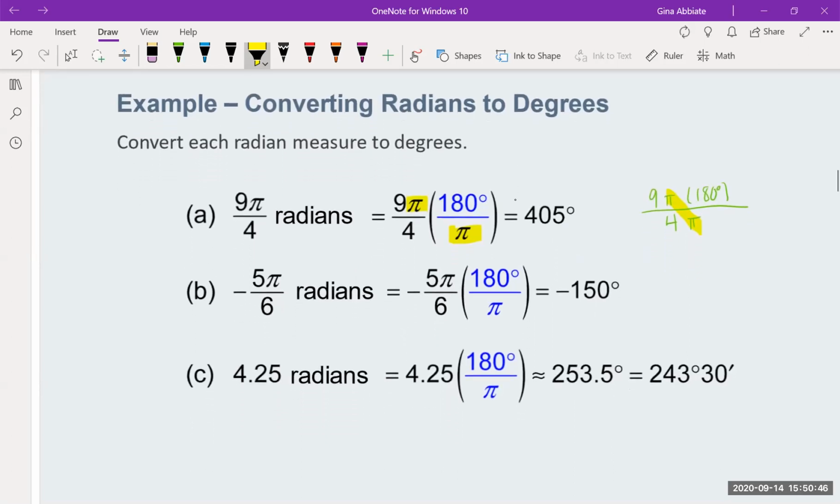This is the same idea in the next example. Notice that our original radian measurement had pi in the numerator, and we multiply with that pi down in the denominator to get negative 150 degrees.